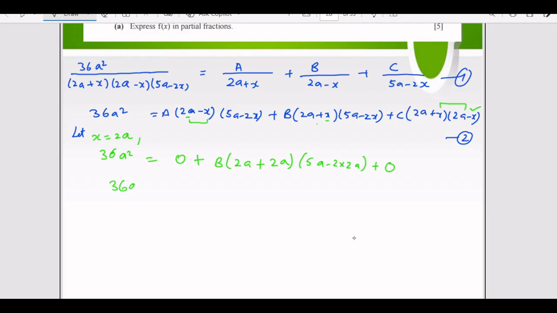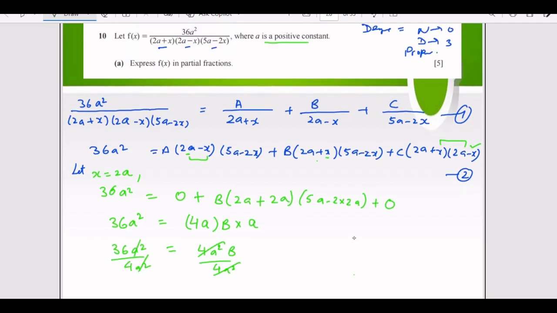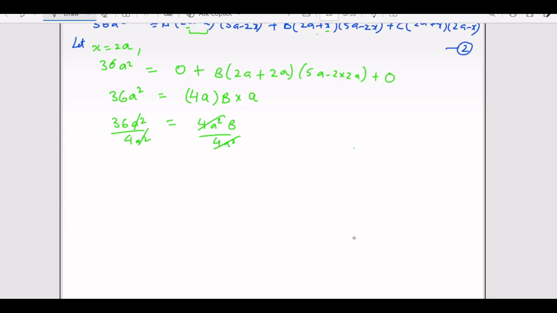So this is 36a squared, and we got this is equal to 4a b, and we will also have this 2 times 2, 4, 5 minus, it's gonna be a, right? So this is 36a squared, and this side we have 4a squared and b. So divide by 4a squared, divide by 4a squared, right? So this is gone, so this is gone, so we got b equals to 4 times 9, 36. So our b value is 9.